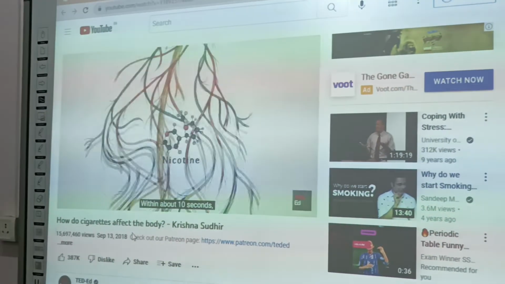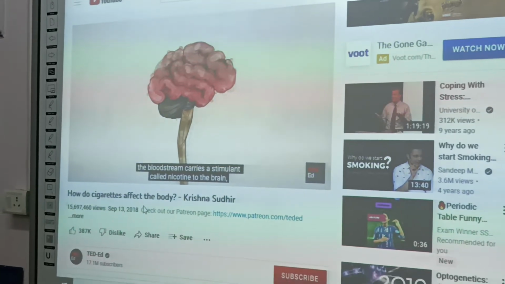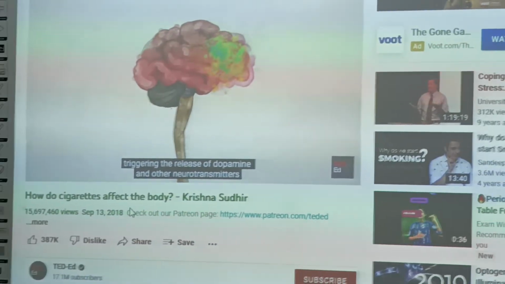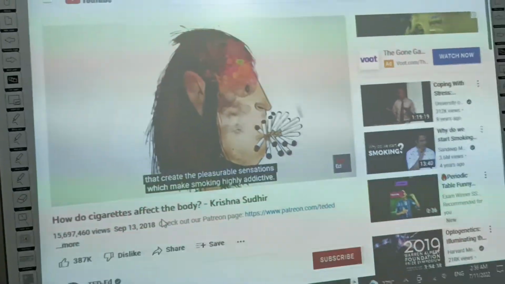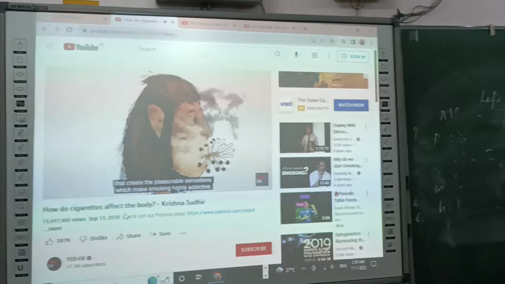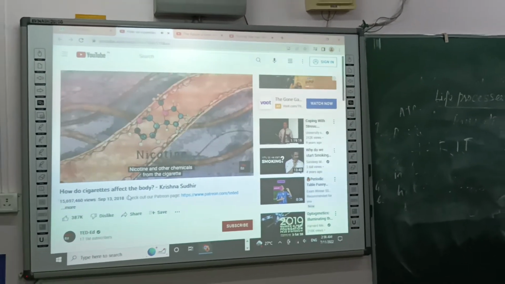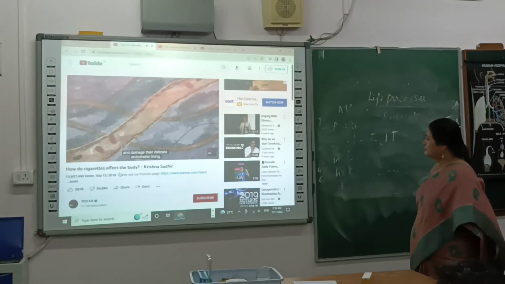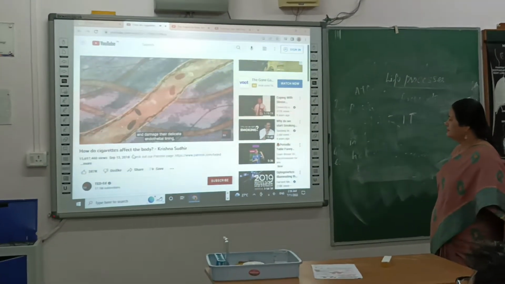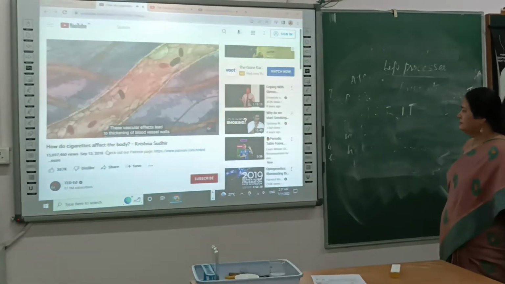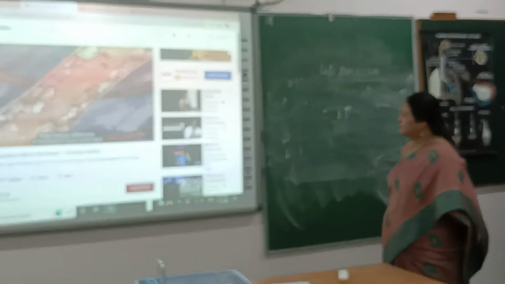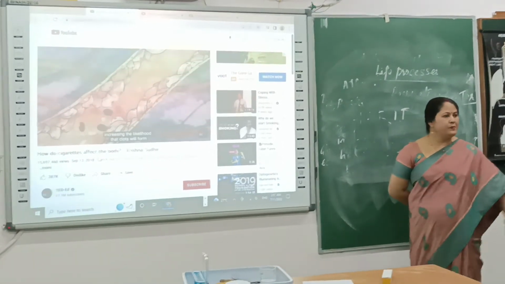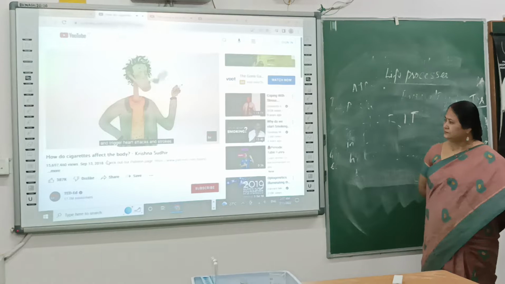Within about 10 seconds, the bloodstream carries a stimulant called nicotine to the brain, triggering the release of dopamine and other neurotransmitters, including endorphins, that create the pleasurable sensations which make smoking highly addictive. Nicotine and other chemicals from the cigarette simultaneously cause constriction of blood vessels and damage their delicate endothelial lining, restricting blood flow. These vascular effects lead to thickening of blood vessel walls and enhance blood platelet stickiness, increasing the likelihood that clots will form and trigger heart attacks and strokes.